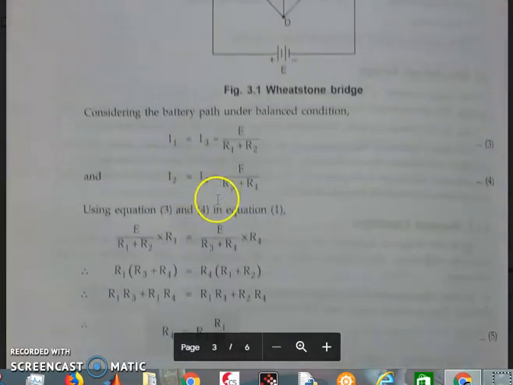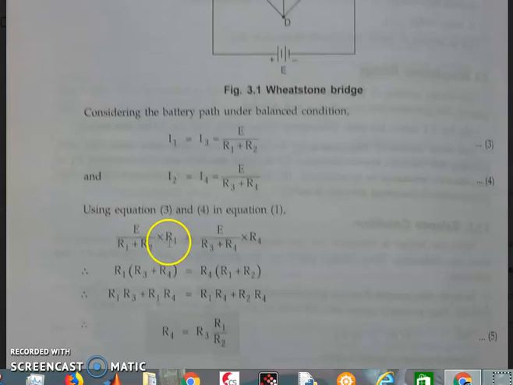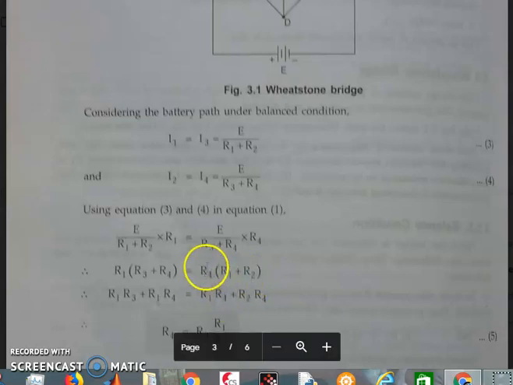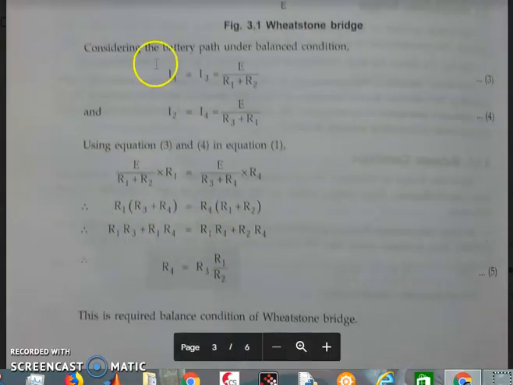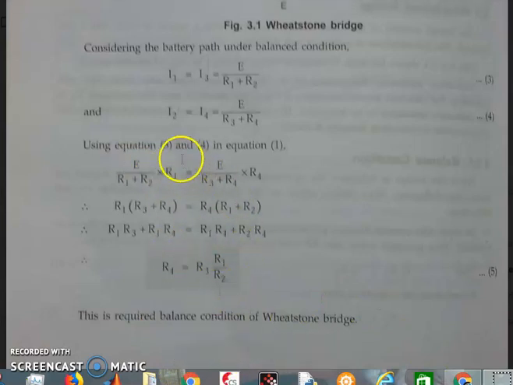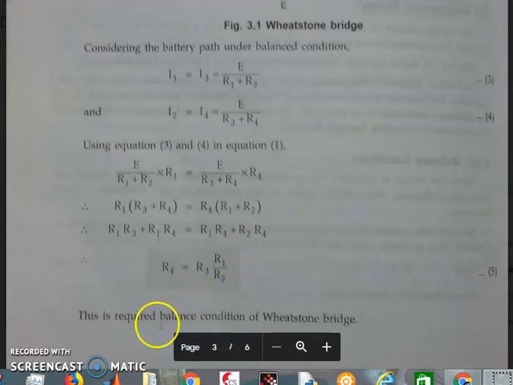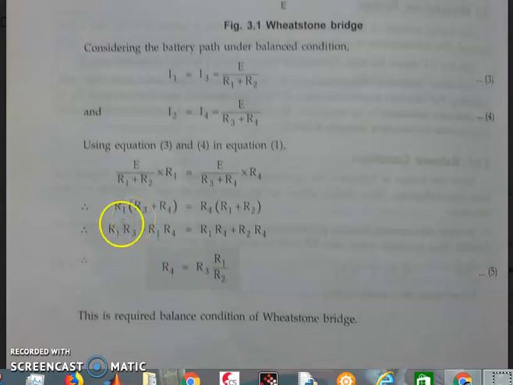So we know the I1 and I2 equations. Hence we substitute 3 and 4 in equation 1, which gives E divided by R1 plus R2, into R1, equal to E divided by R3 plus R4, into R4. While simplifying, R1 into R3 plus R4 is equal to R4 into R1 plus R2. So from this we can calculate the unknown resistance value: R4 is equal to R3 into R1 divided by R2. Thus, this is the expression for the unknown resistance calculation using the balance condition of the Wheatstone bridge.